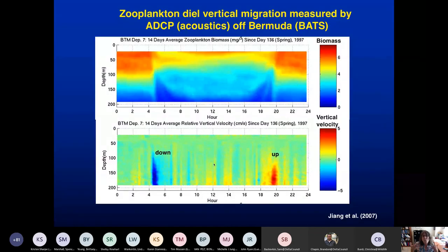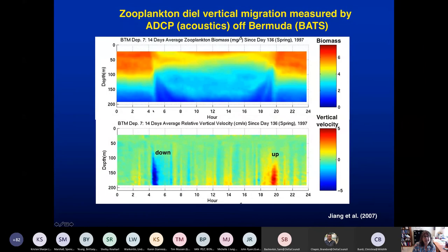So first, one way that we can study diel vertical migration is using acoustics. This shows you zooplankton diel vertical migration measured by an acoustic Doppler current profiler off Bermuda, off the BATS time series station. It was placed on a mooring, and so it was recording acoustics year-round and all day long. This is just an example from that mooring.